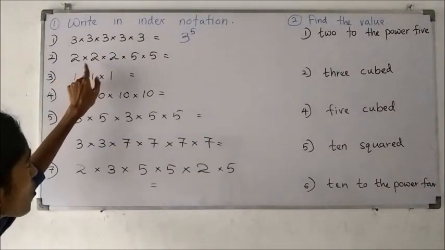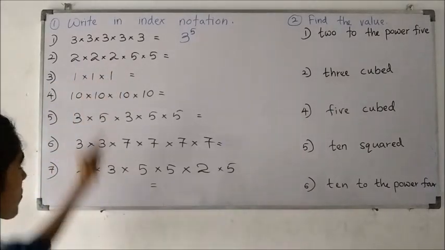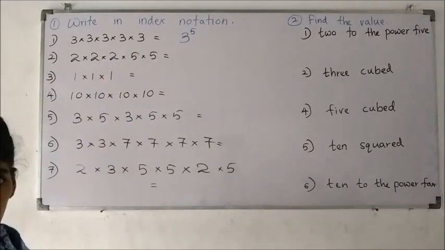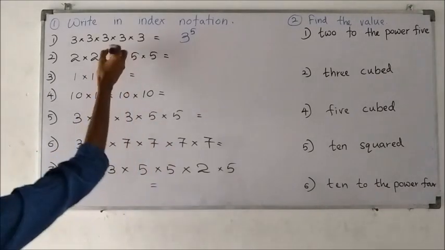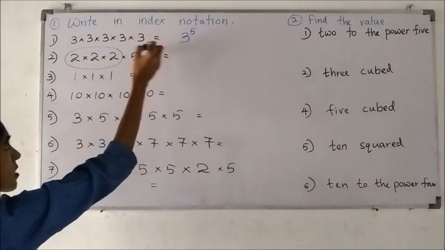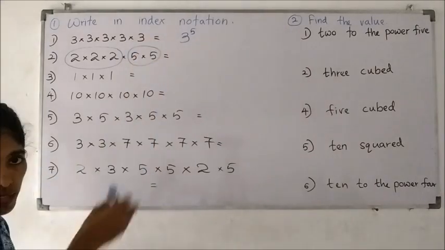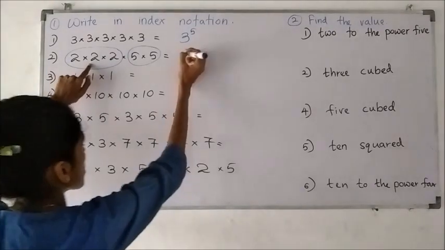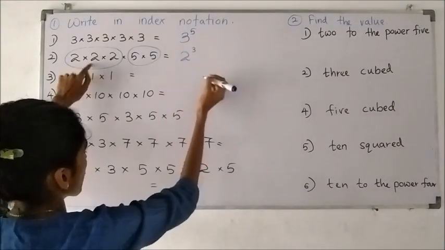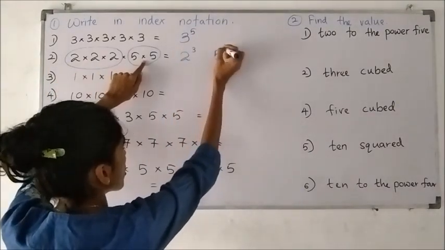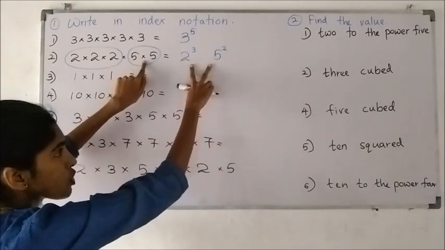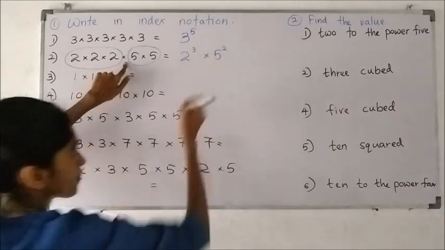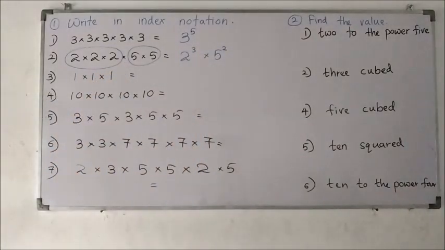Next, we can see two numbers are repeated. 2 is repeated 3 times, 5 is repeated 2 times. So we will write these two separately. Such indices can be there. There can be more numbers which are repeated. Okay, 2 is repeated 3 times and 5 is repeated 2 times. So what is the relationship between these two? This product, multiplication, only this much.